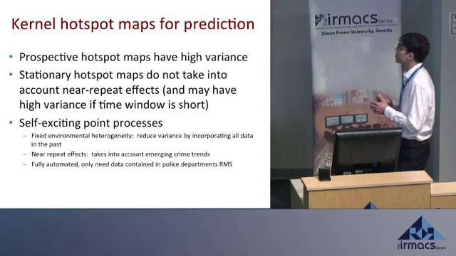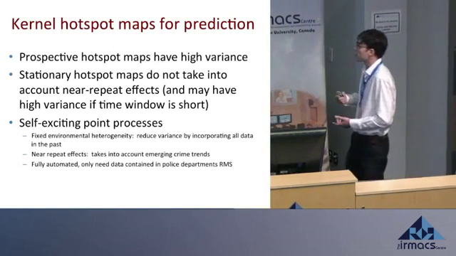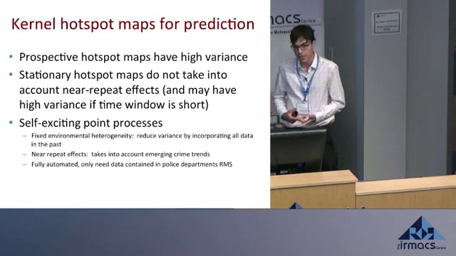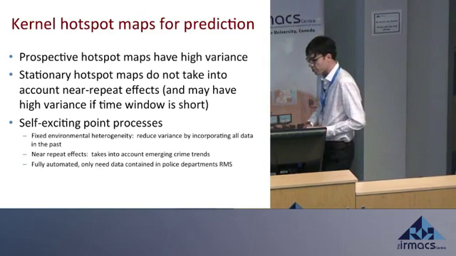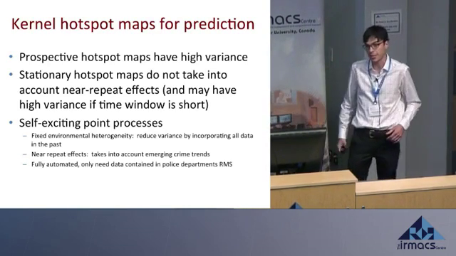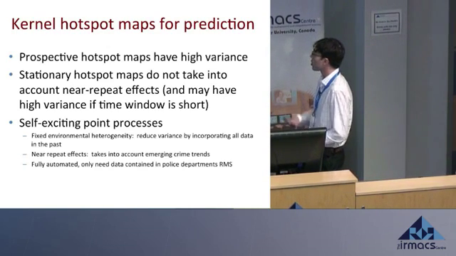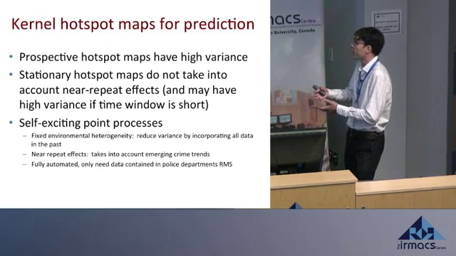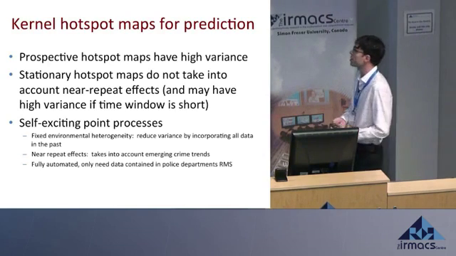So I think of self-exciting point processes as a nice way of taking the benefits of both of those types of hotspot maps. The background rate is where you get fixed environmental heterogeneity, and furthermore, you can use as much data as you have available to estimate that background rate. Why not go back 10 years to estimate that background rate? And then it also takes into account the near-repeat event effects. It has the triggering kernel associated with it, so you can get emerging crime trends in the model.